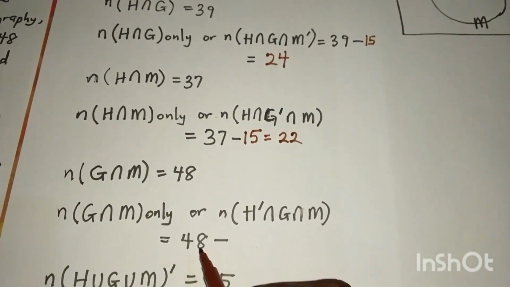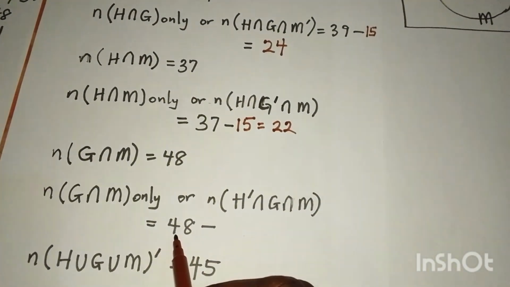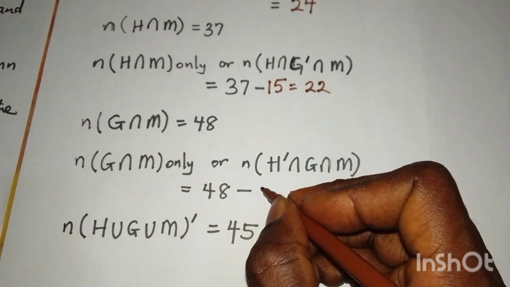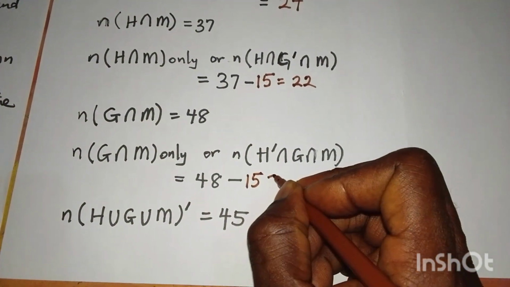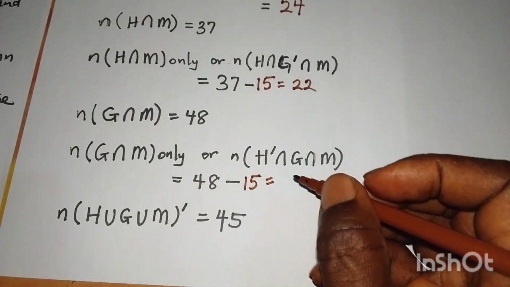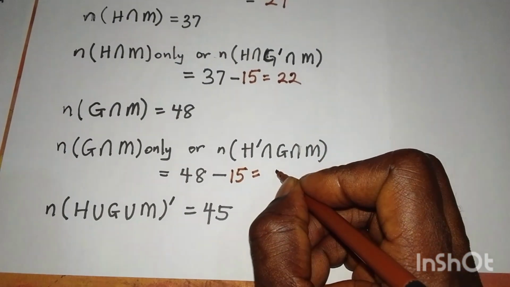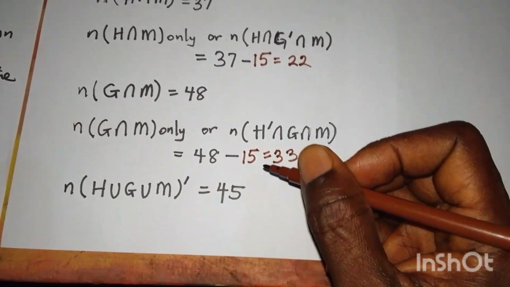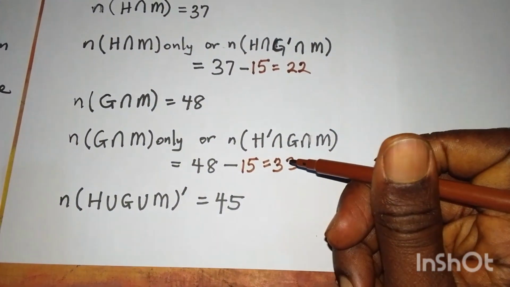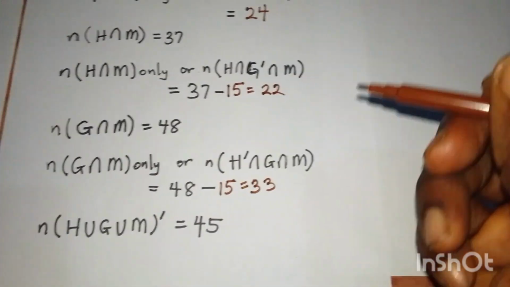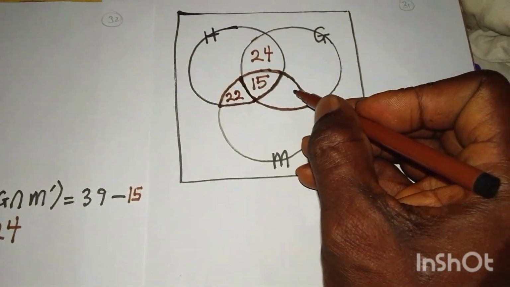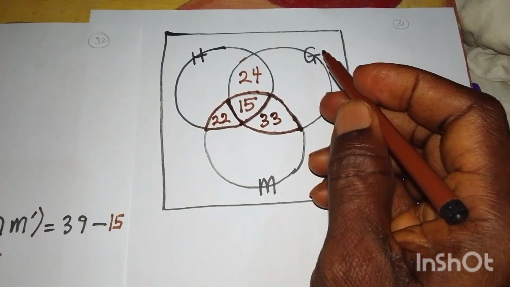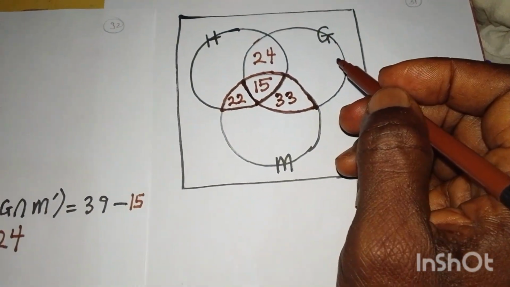So those that like only geography and mathematics will be 48 minus 15. So 48 minus 15 will give us what? 33. So 33 students like only geography and mathematics. So that is going to be here. 33, this space will be those that like only geography and mathematics.